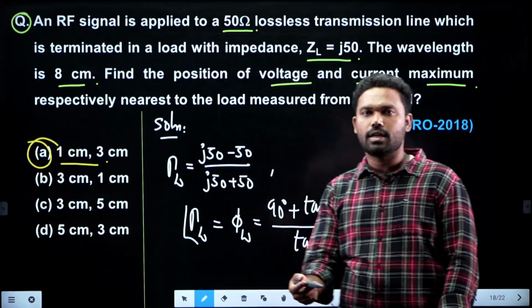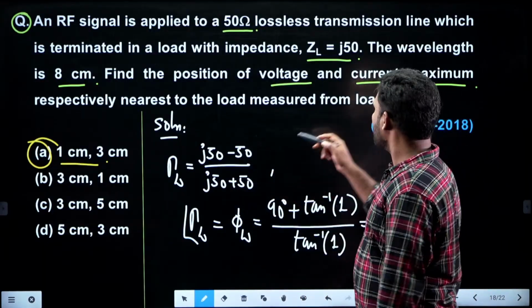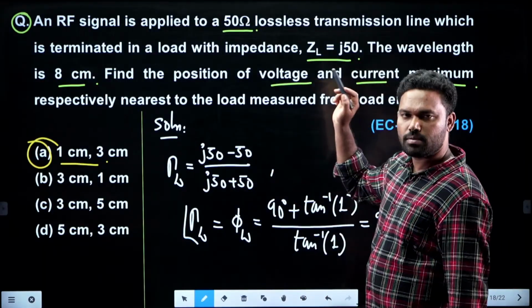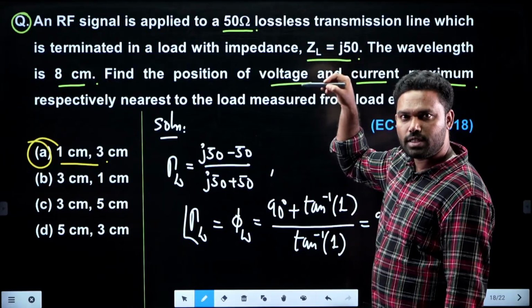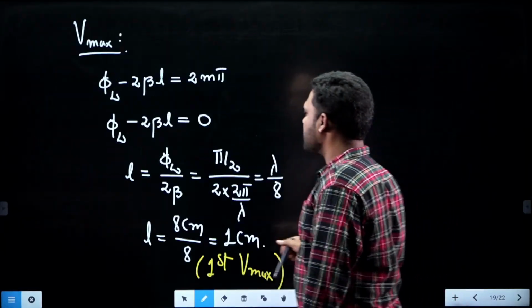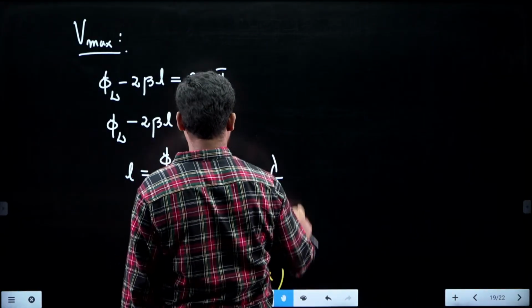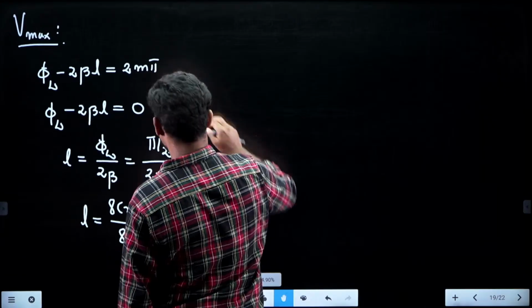But for our practice, let us try to find out what is the location of the first current maxima. Current maxima in the sense, at the same point voltage minima is noticed. Fine. So let us try to find out what is the location of the voltage minima. V minima.